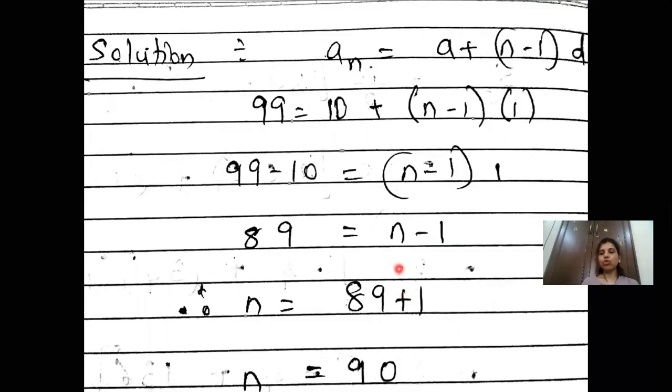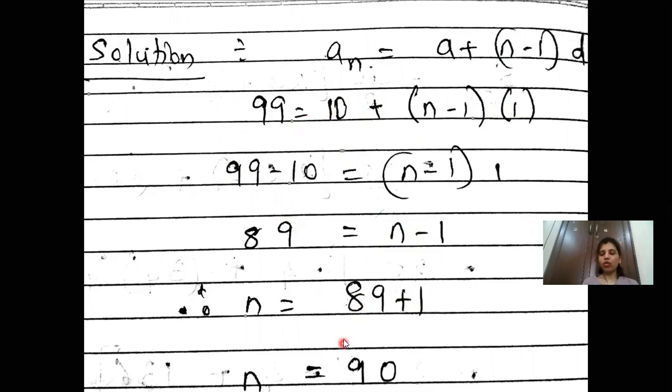For that, n you should first find. So we'll be finding An using the An formula. An is equal to A plus n minus 1 d. So we'll be substituting 99 is equal to 10 plus n minus 1 into 1. So 99 minus 10 will get 89. 89 is equal to n minus 1. So n is equal to 89 plus 1, that is 90.